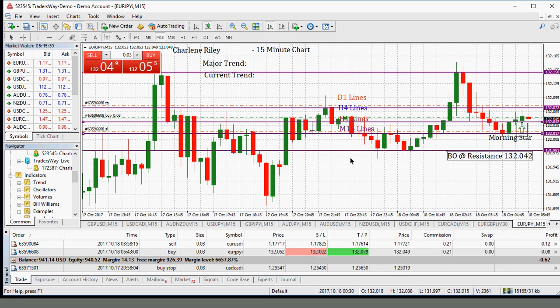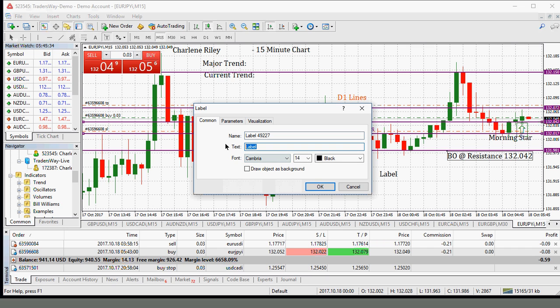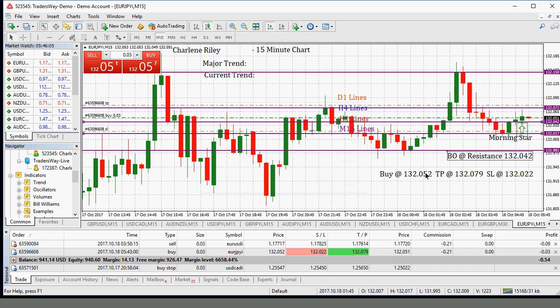So now I document it, and I say buy at 132.052 and take profit at 132.079, and my stop loss at 132.022. And that is a perfect trade setup.